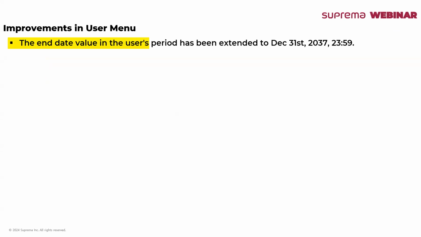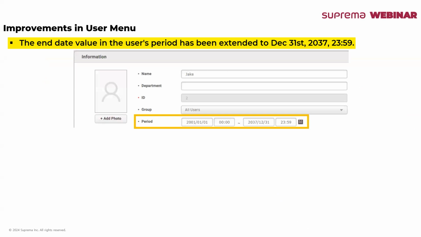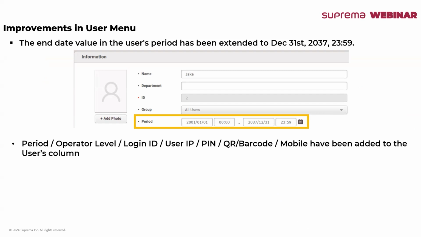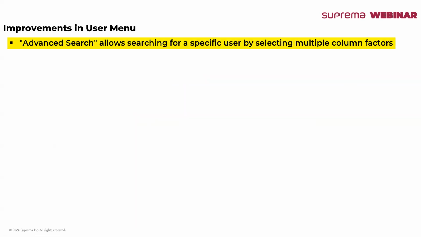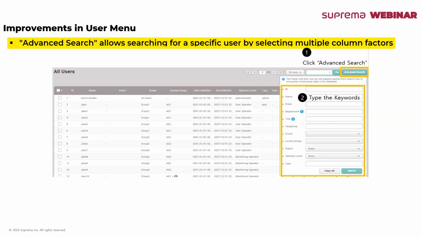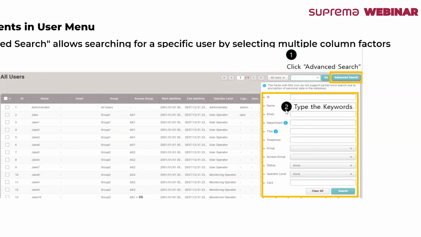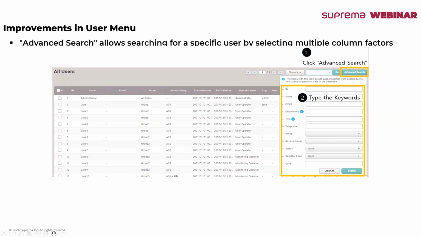Improvements in user menu. The end date value in the user's period has been extended to December 31st, 2037 at 23:59. Period, operator level, login ID, user IP, PIN, QR barcode, mobile have been added to the user column. Advanced search allows searching for a specific user by selecting multiple column factors. So in the past, it was either searching by user ID or only by username or such. But now you can have more than one advanced search factor to find a more particular user as you need.